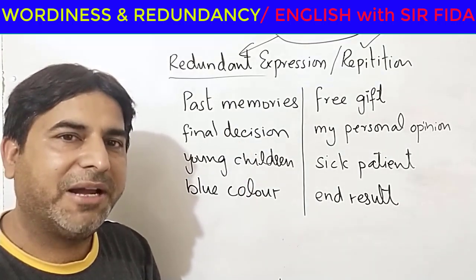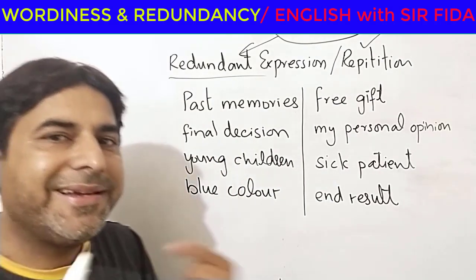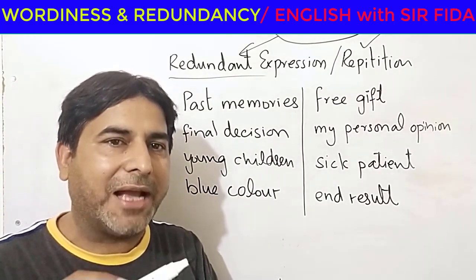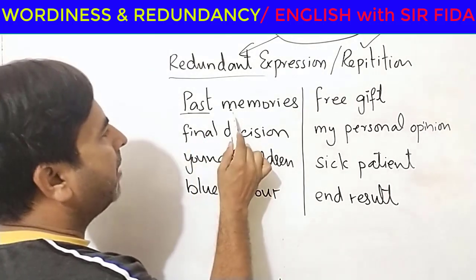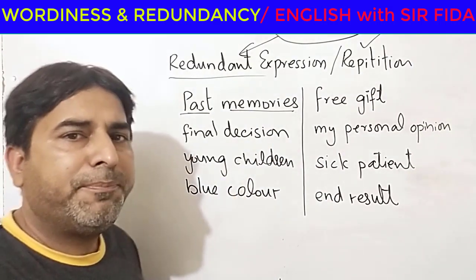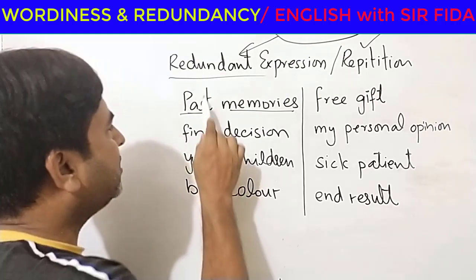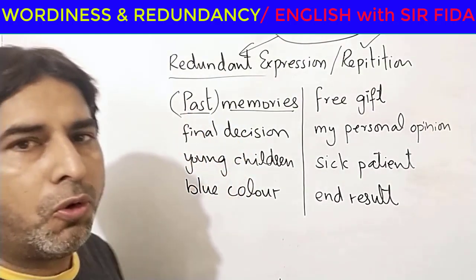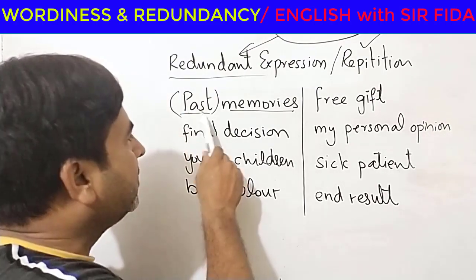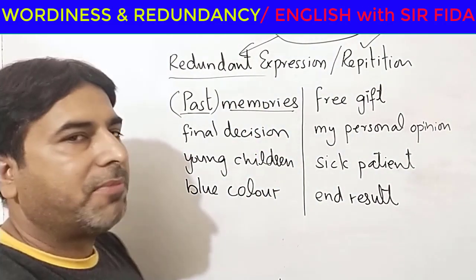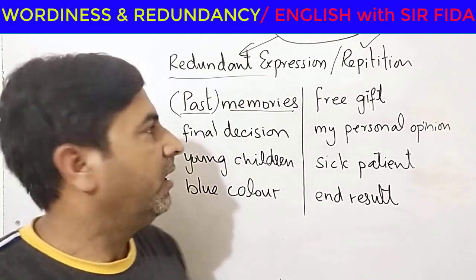You will get a better idea about it. So, first example: past memories. You have to read and understand which word is actually repeating the idea. For example, past and memories. Since memories are part of the past, this word is additional. We can also call it dead use of a word. It makes no difference whether we apply this adjective before the word memory or not. That's why it is called redundant.